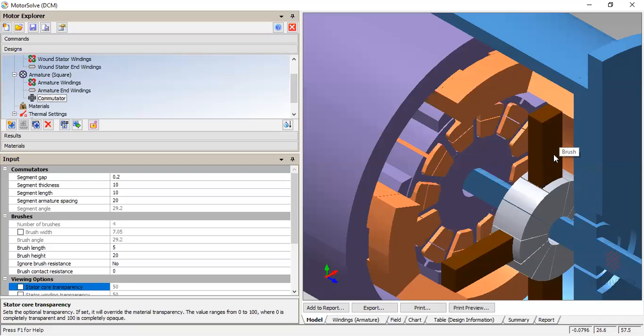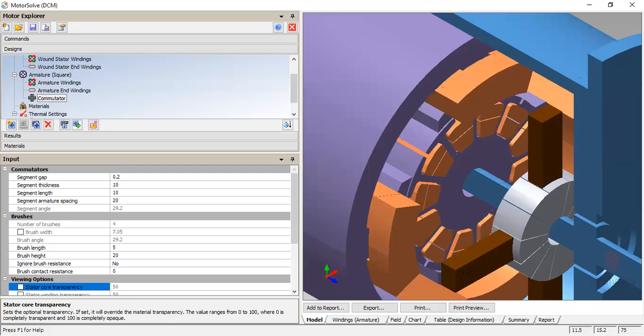This black colored portion which is projected is said to be the brushes. How many brushes are there here? We have brush 1, at the bottom we have brush 2, here we have brush 3, and on the opposite side we have brush 4. So totally four brushes. Why four brushes? That depends upon the number of poles.